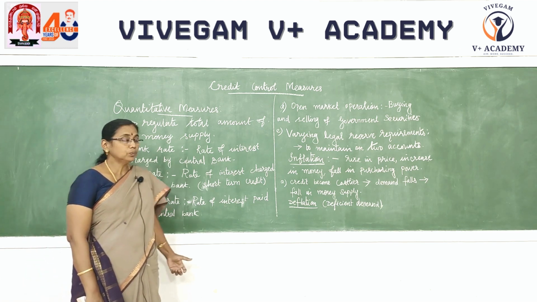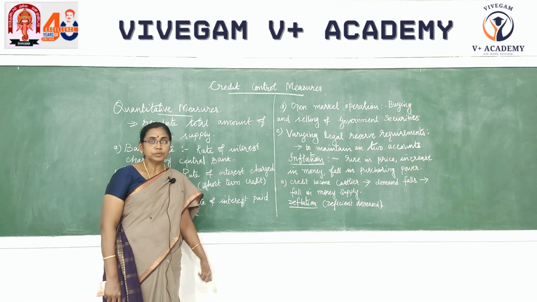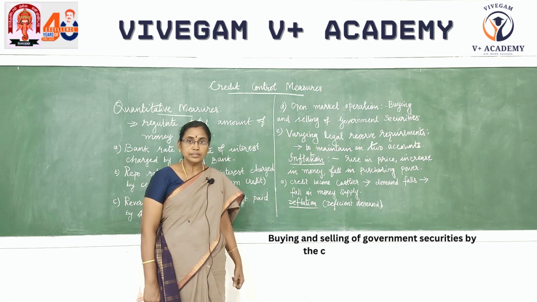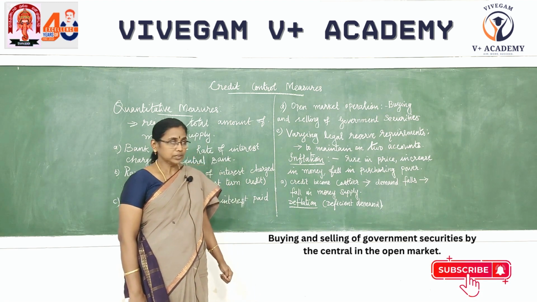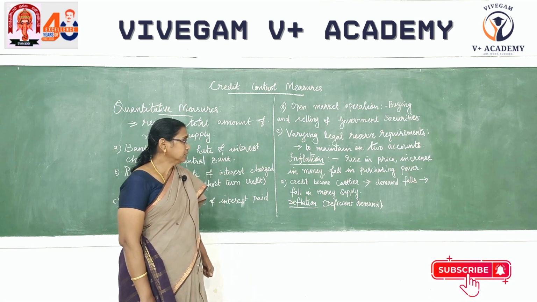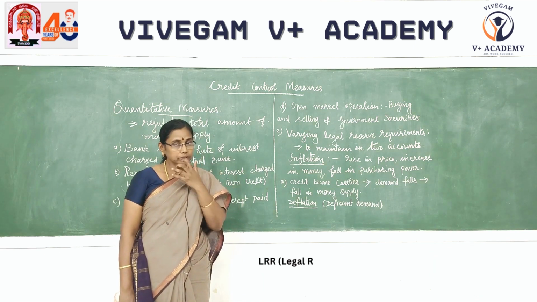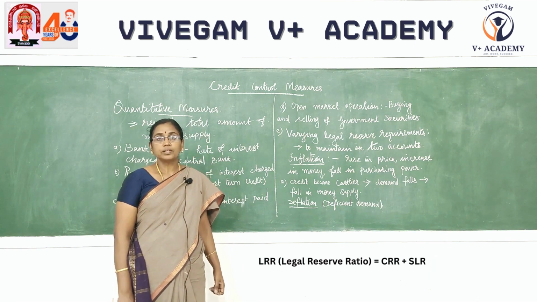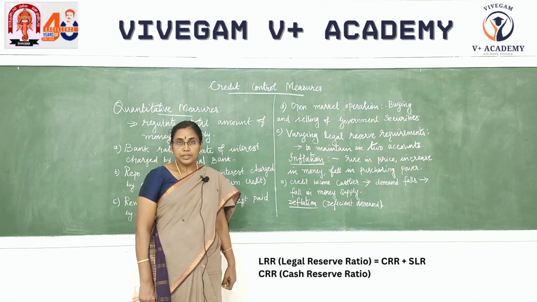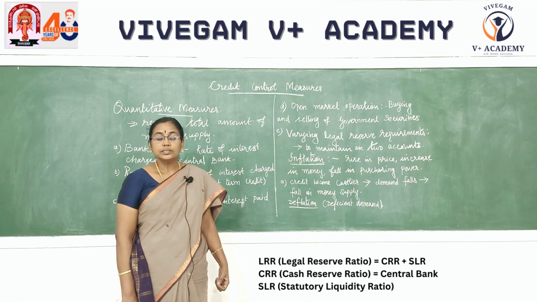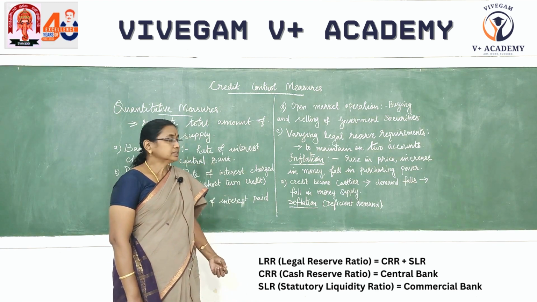The next one is open market operation. What is open market operation? Buying and selling of government securities by the central bank in the open market. And the next one is varying legal reserve requirements. What does it mean? It refers to a certain percentage of the deposits of commercial banks which is legally required to be maintained in two accounts. That's what we call legal reserve requirements.